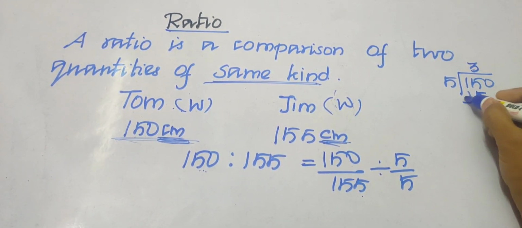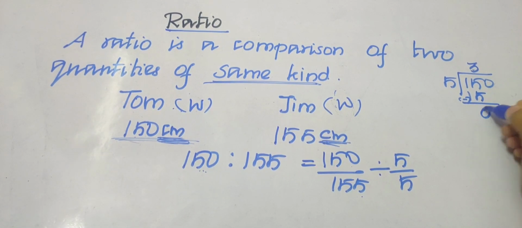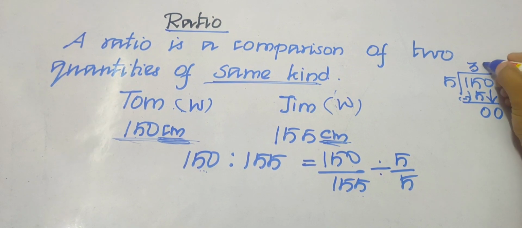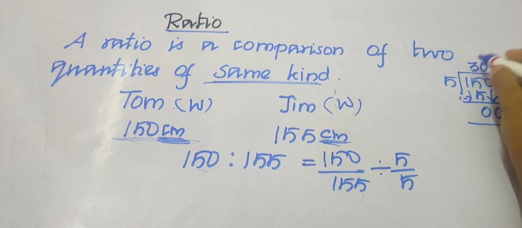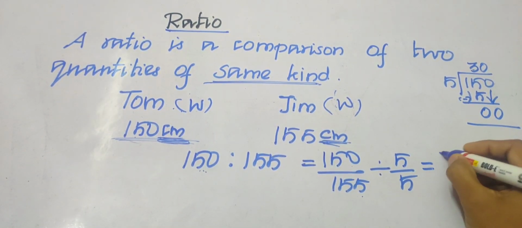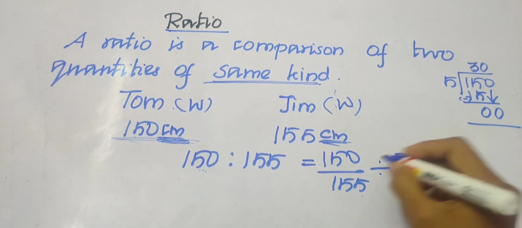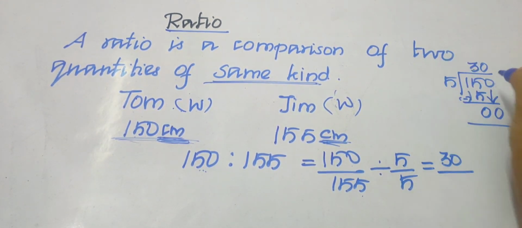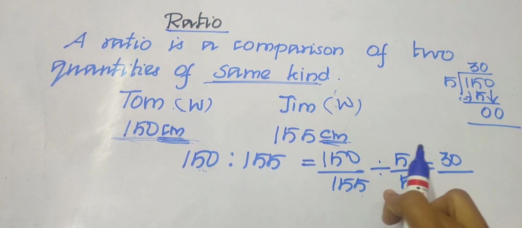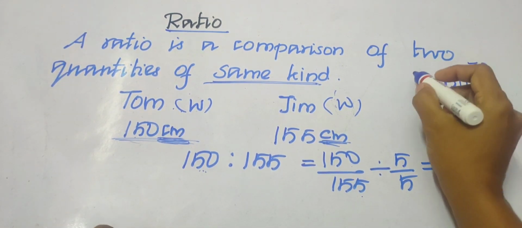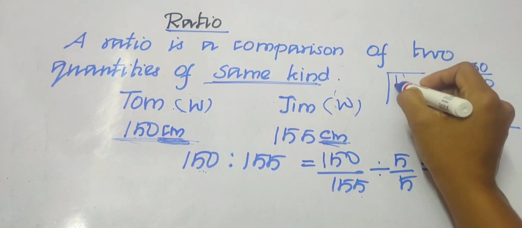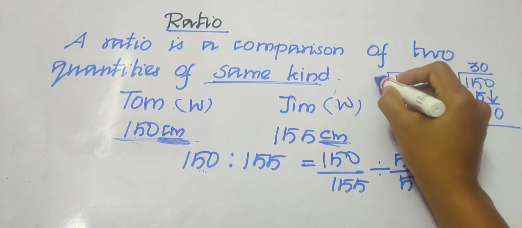Now subtract it. 15 minus 15, 0. Now bring down the 0, so we put 0 in the quotient also. So what are we getting? 30. We got 30 in the numerator. Again we can divide this 155 by 5. So how will you divide? Let us divide 155 by 5.